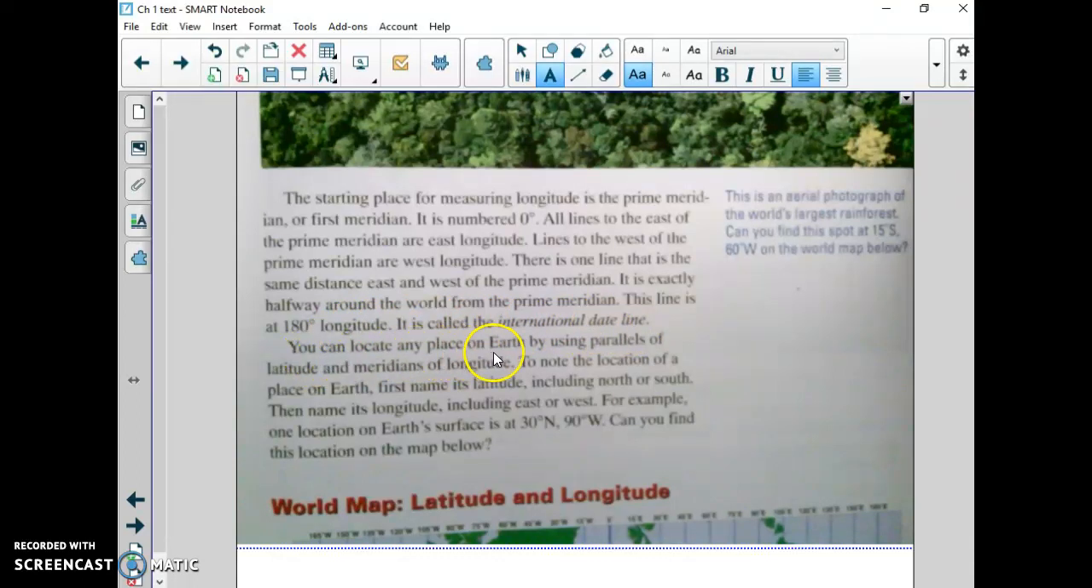You can locate any place on Earth by using parallels of latitude and meridians of longitude. To note the location of a place on Earth, first name its latitude, including north or south, then name its longitude, including east or west. For example, one location on Earth's surface is at 30 degrees north, 90 degrees west. Can you find this location on the map below?